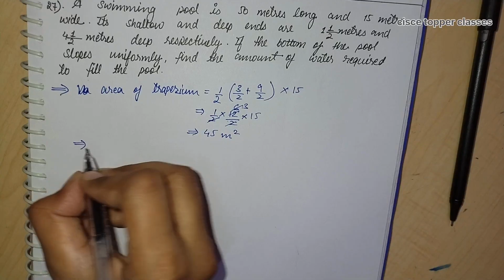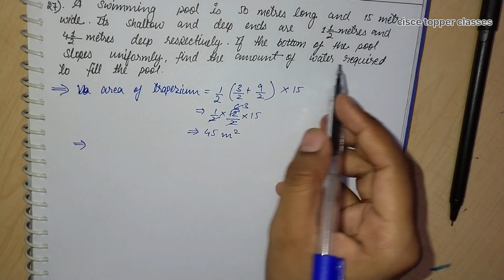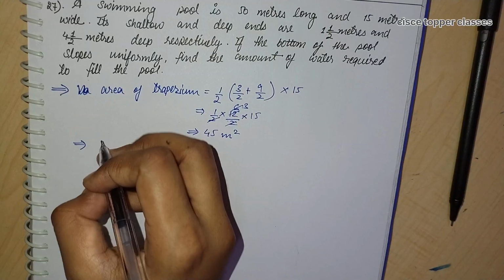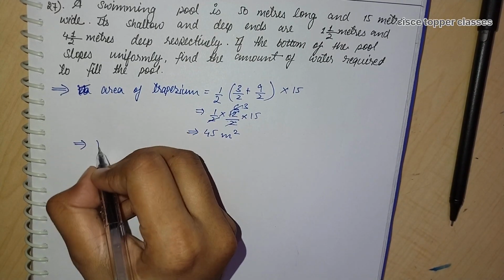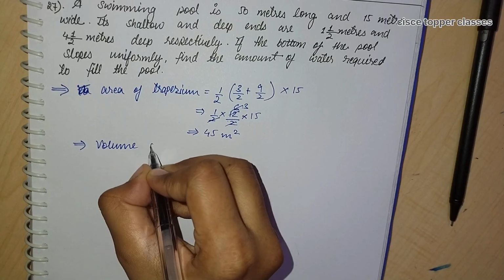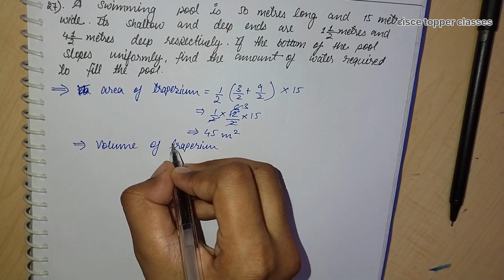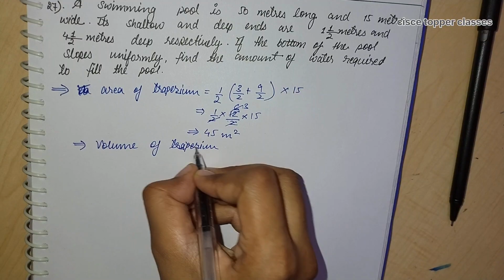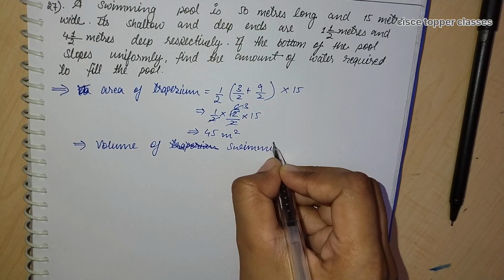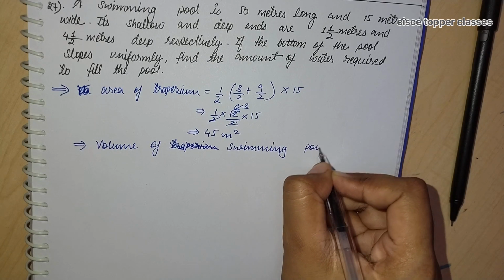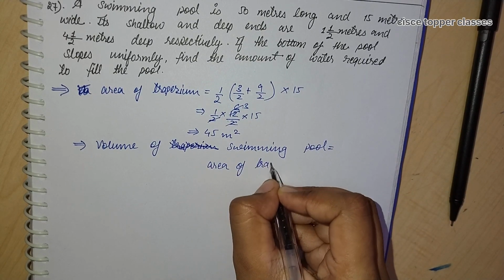Now if you want to find the amount of water required to fill the pool, we will use the area of trapezium to find the volume. So the volume of the swimming pool will be equal to the area of trapezium into length.